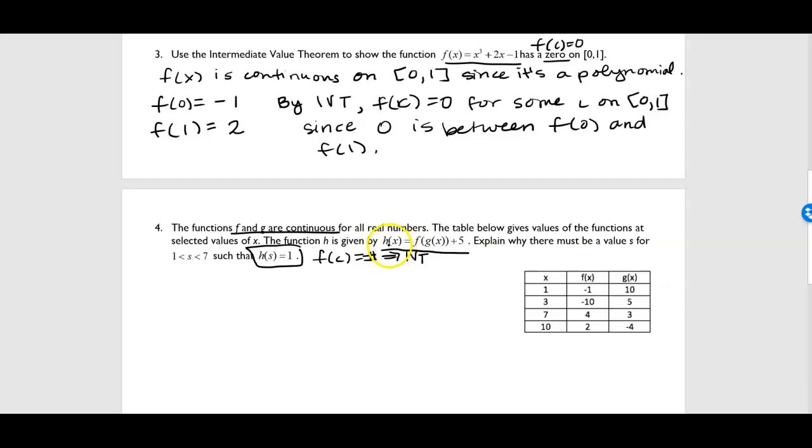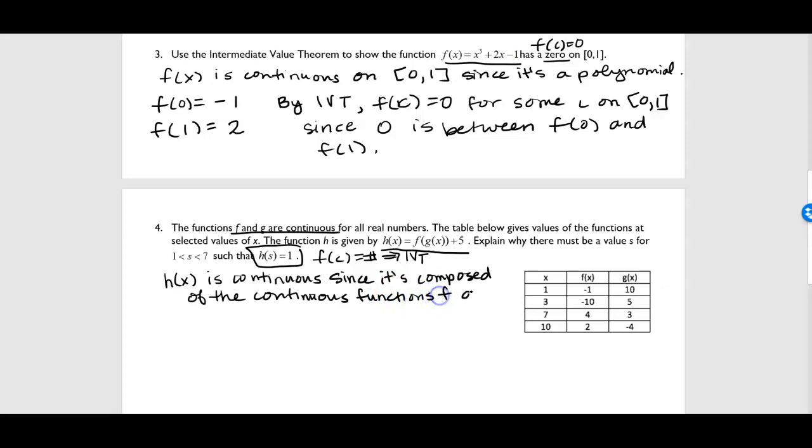It doesn't tell me that h is continuous, so I'm going to need to state that. If f and g are continuous, then the composition of those functions will be continuous. So I can say h of x is continuous since it's composed of the continuous functions f and g. So that's easy to just know automatically, but I have to state that. If I don't state that, I'm going to lose all the points on this problem on the AP test.